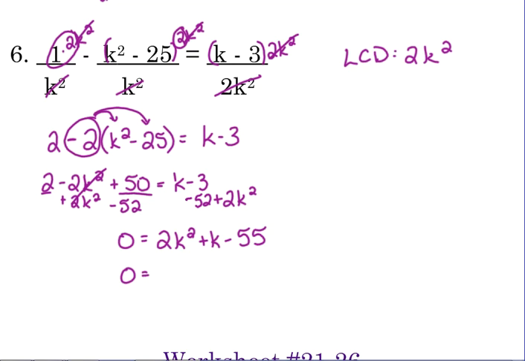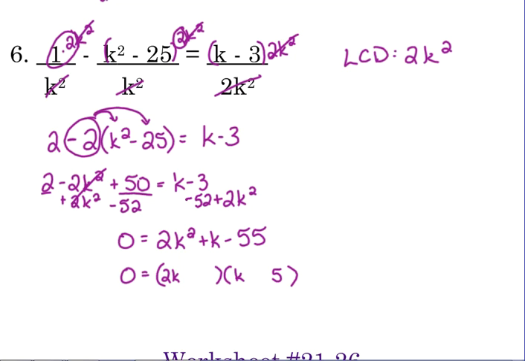All right, it's a quadratic. It's equal to 0, so now we can factor. It must be equal to 0 before you can factor. I will repeat that again. It must be equal to 0 before you can factor. 2k times k is 2k squared. Factors of 55, I'm thinking 5 and 11.